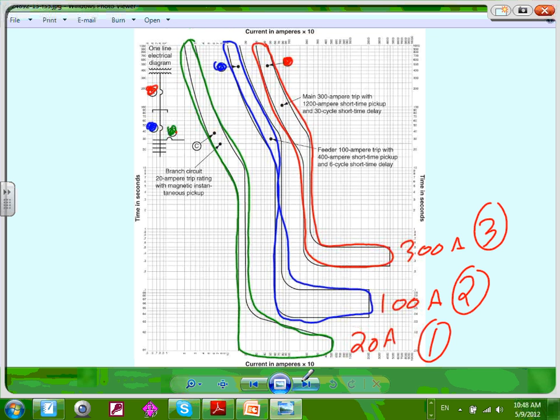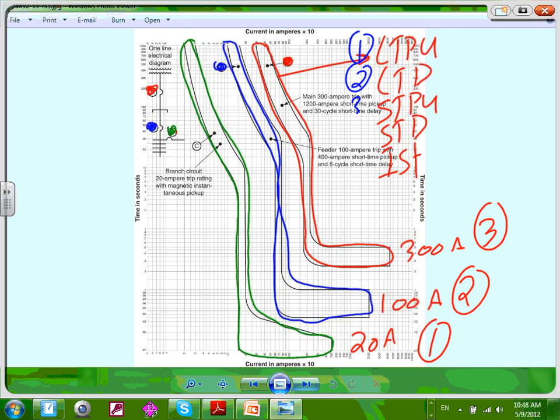You're going to see that these will translate into settings. They call it long time pickup, long time delay, short time pickup, short time delay, instantaneous. So these are the ones they're going to send to Mr. Electrician. 1, 2, 3, 4, 5. So 5 things. So you're going to go to Mr. Electrician. You guys are given these numbers.